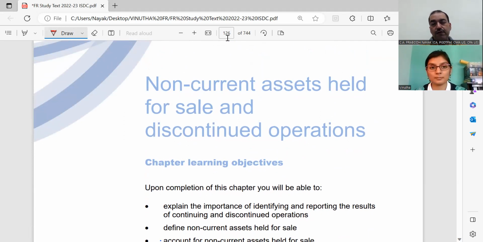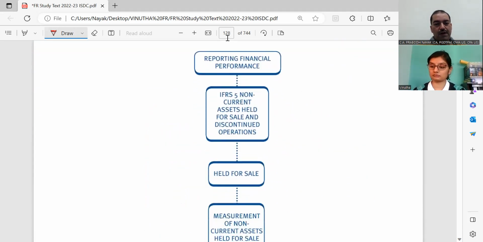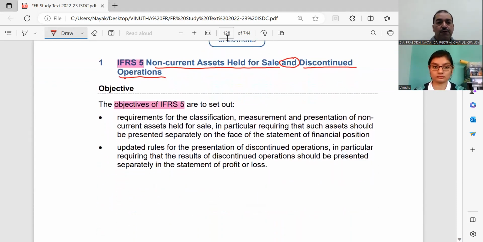IFRS 5 talks about assets held for sale and discontinued operations. So basically it is a very small chapter, but a very important chapter because it comes under different topics. IFRS 5, which deals with non-current assets held for sale and discontinued operations.